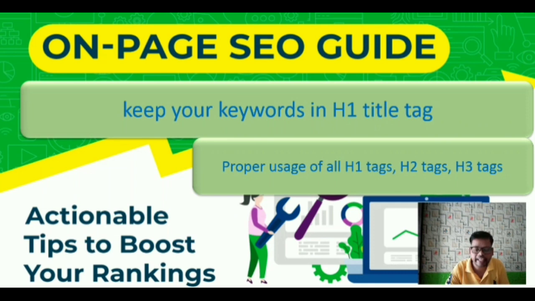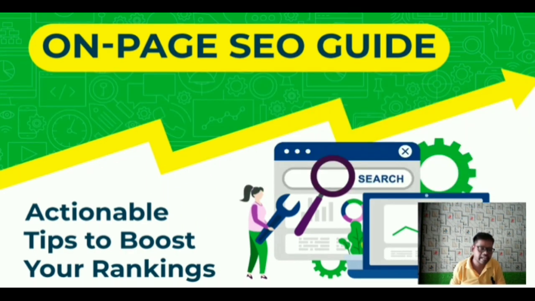After H1, you can keep H2 and H3 as subheadings. The main keyword is in H1, and in H2 and H3 you can keep other keywords, sub keywords, and target through them also. This is one of the SEO factors, so you should take care of this as well.